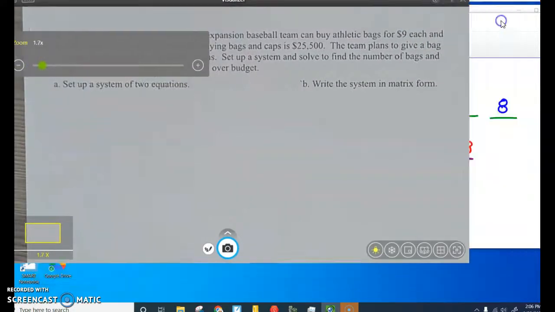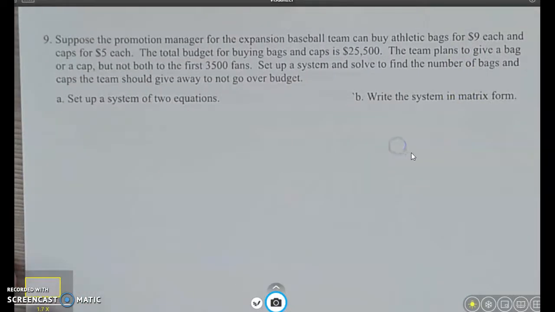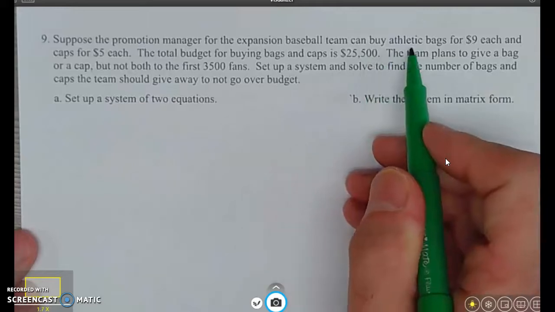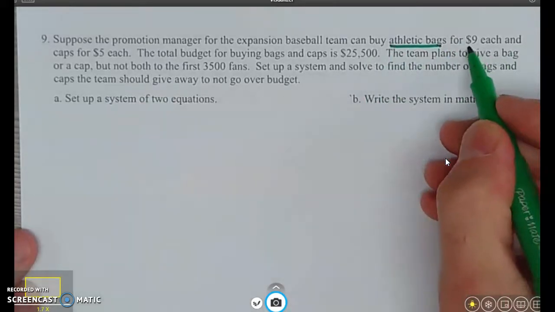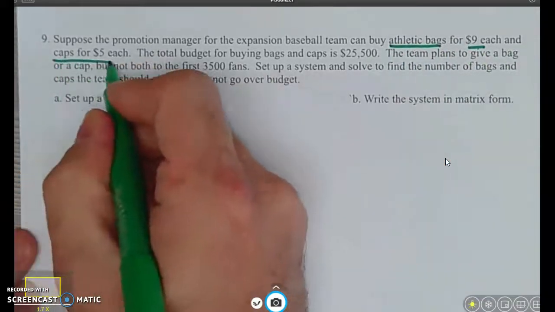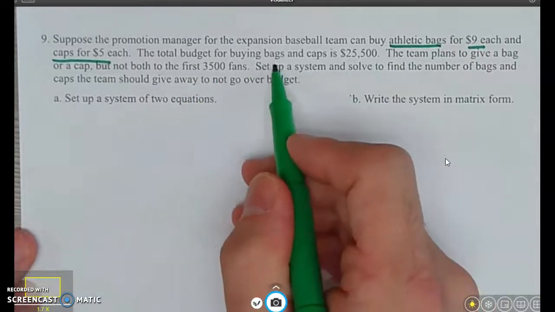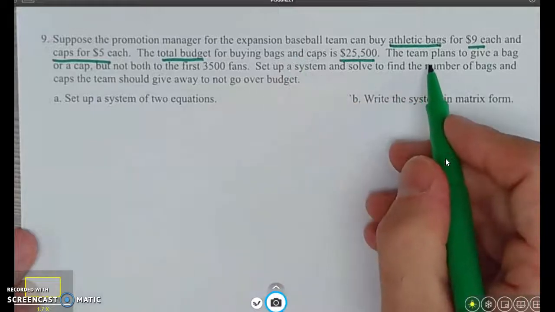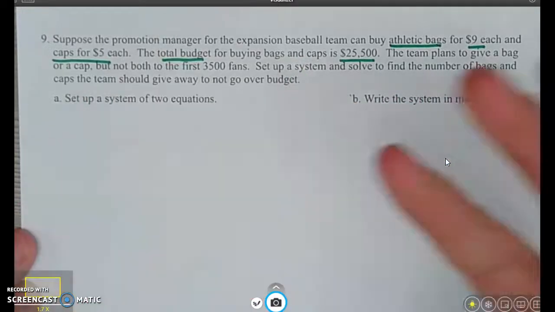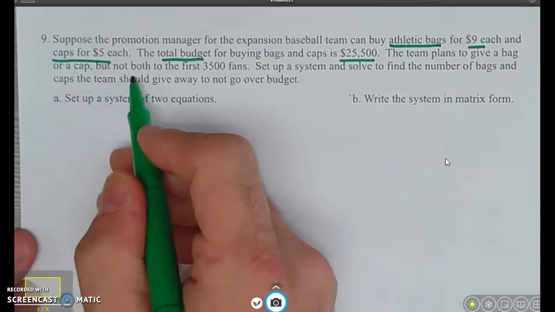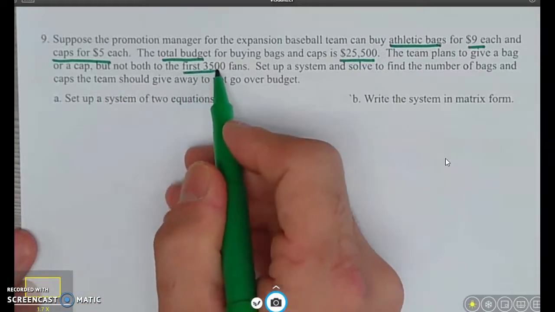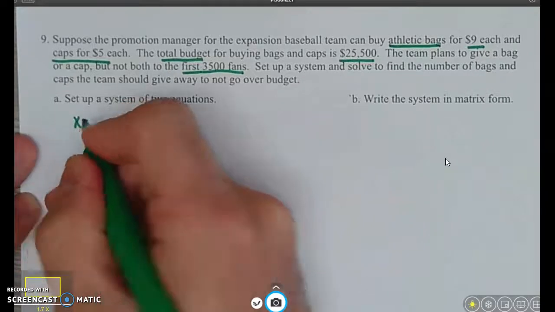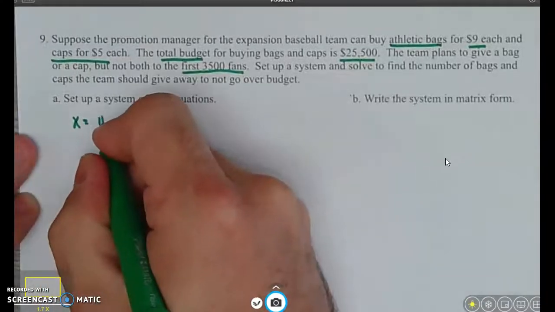Okay. So, I want to solve this system, which talks about, suppose a promotion manager for a baseball team can buy athletic bags for $9 and caps for $5. The total budget for buying bags and caps is $25,500, and the team plans to give a bag or a cap, but not both, to the first 3,500 fans. Okay? Well, first thing, anytime that we want to solve a system, is we want to define some variables. So let's just say X represents the number of bags sold.